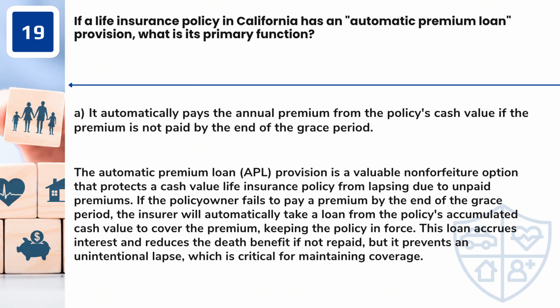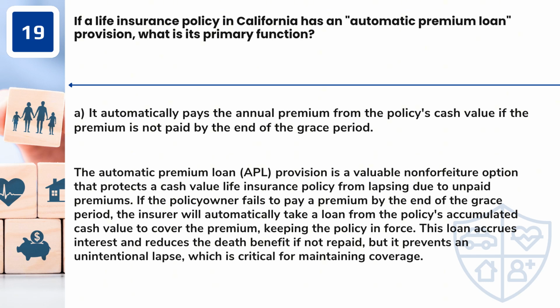Answer: A. It automatically pays the annual premium from the policy's cash value if the premium is not paid by the end of the grace period. The Automatic Premium Loan, APL, provision is a valuable non-forfeiture option that protects a cash value life insurance policy from lapsing due to unpaid premiums.